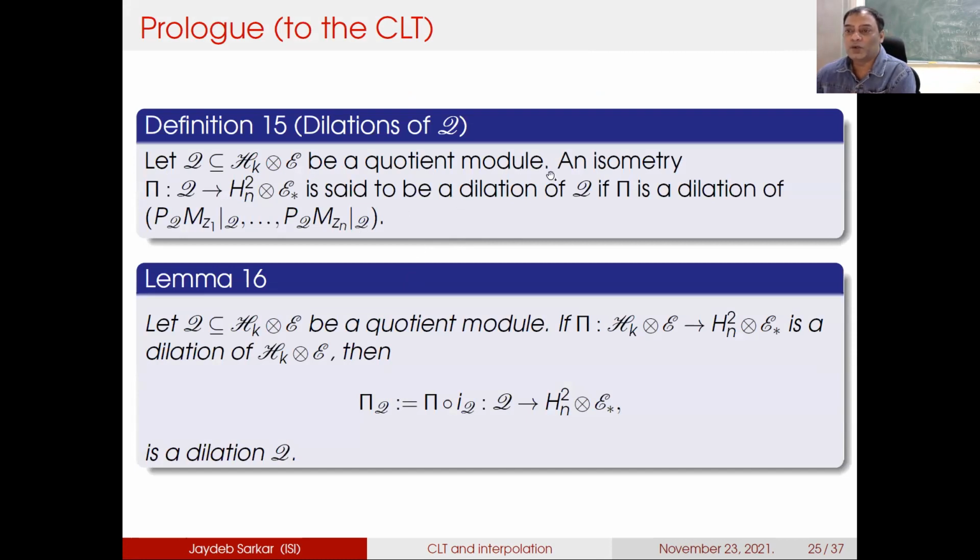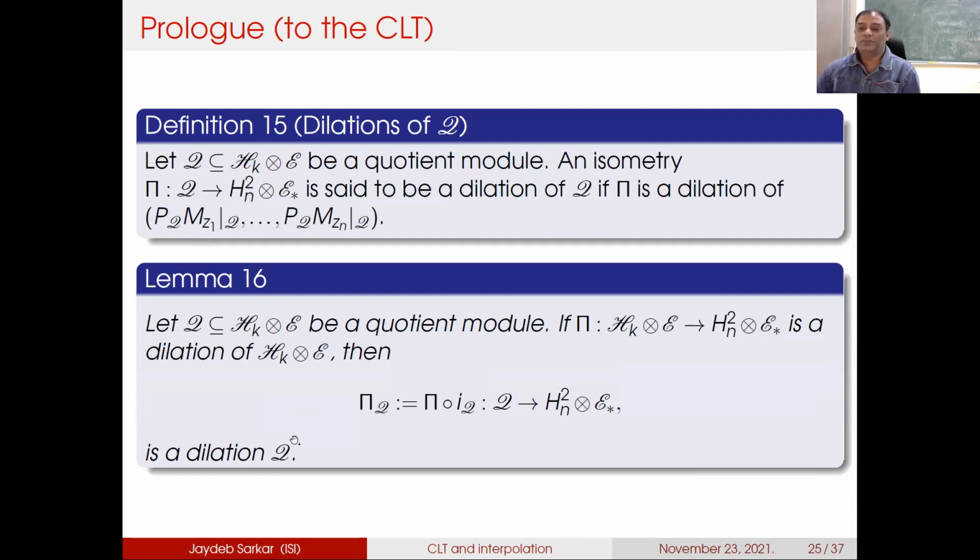Before going to our commutant lifting theorem, I will introduce one more definition. So suppose Q is a quotient module. One more time, quotient module means a backward shift invariant subspace, okay? And then you take an isometry pi from Q to H2N tensor E star, need not be this E, some other E star. Then you say that this isometry is a dilation of Q if pi is a dilation of the compression. That means you look at the compression of the shift here over this Q, and then you seek an isometric dilation. If you can find one, then that's going to be your dilation of the quotient module Q, right?